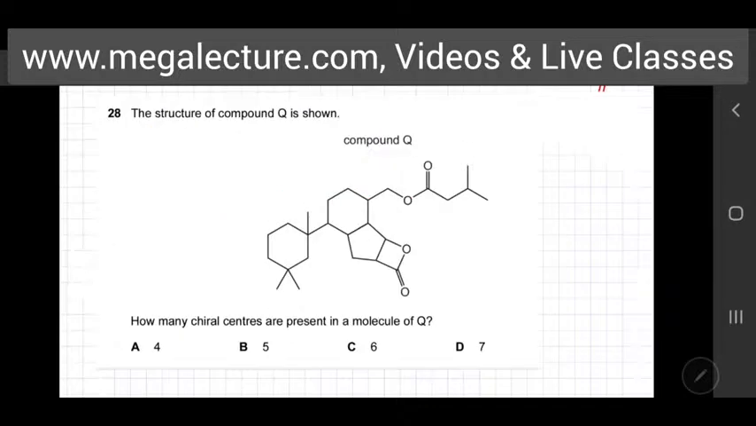The following question reads that there's a structure of compound Q, which is a complicated structure. He's saying how many chiral centers are present in this molecule of Q. So for chirality, you would need four different groups. The carbon should be bonded, it should be tetrahedral and it should be bonded to four different groups. Only then could it have a chiral center. It would form two non-superimposable mirror images.